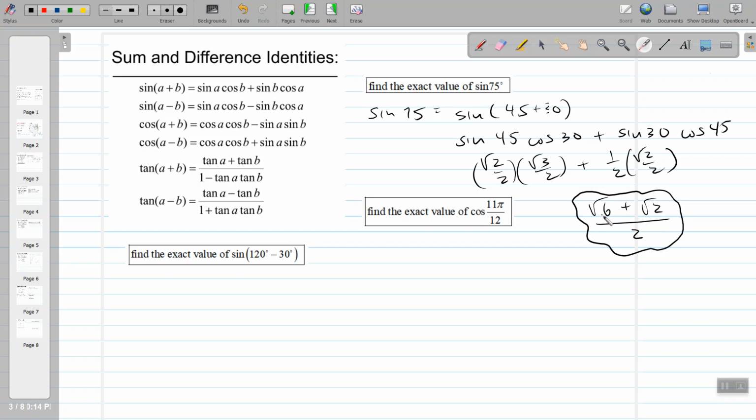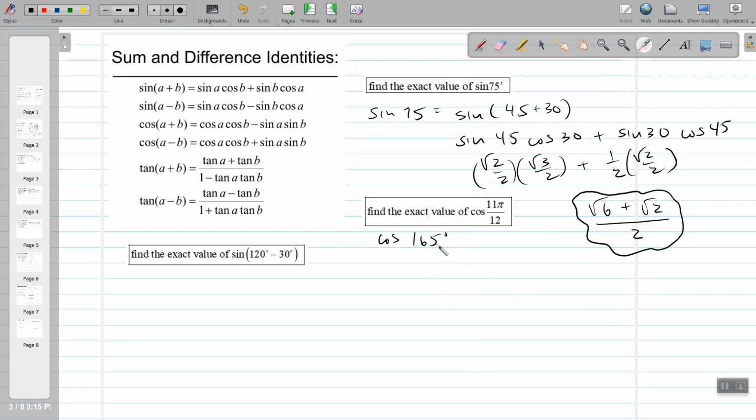So if we do 11 pi over 12 and multiply by 180 over pi, I am going to get, this is the same as finding cosine of 165. So if you have an easier time trying to figure out two angles that give you 165 as opposed to 11 pi over 12, then go ahead and use this instead.